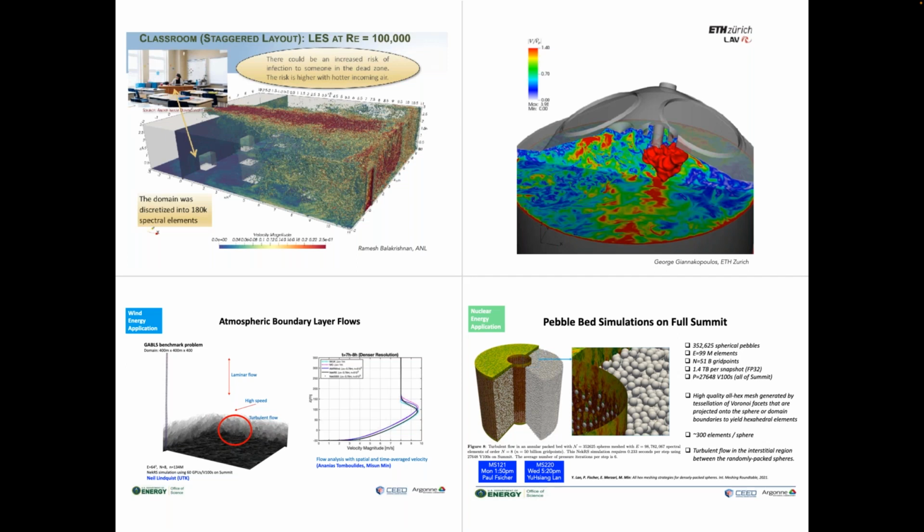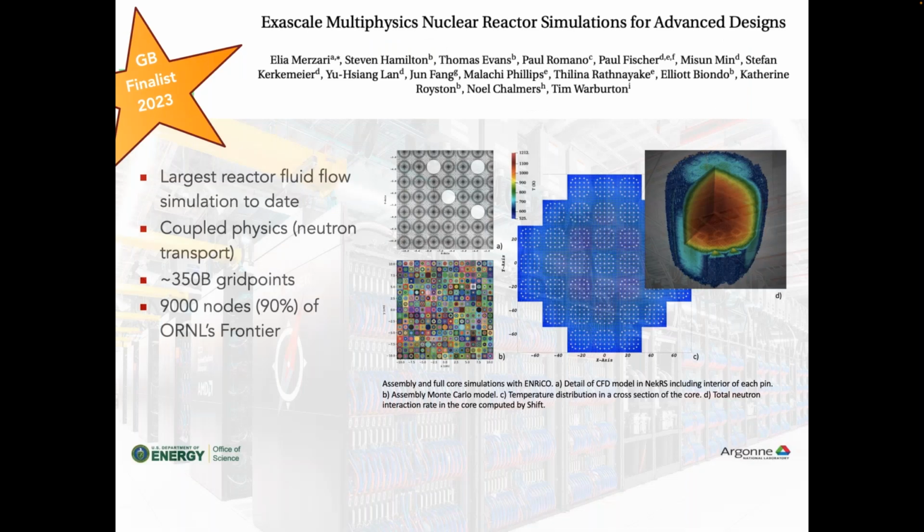To close on that end, the ECP EXA-SMR team has recently performed one of the largest full core reactor flow simulations on Frontier. It solved a coupled physics problem with neutron transport, and the mesh has about 350 billion grid points. That simulation used about 9,000 nodes of Frontier, which is about 90% of the machine size. And we're nominated as a Gordon Bell finalist.